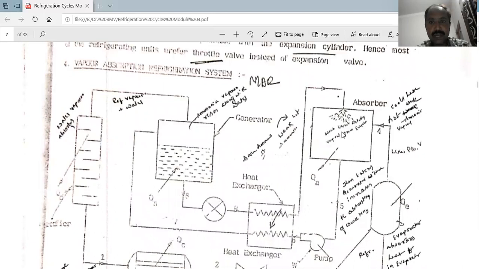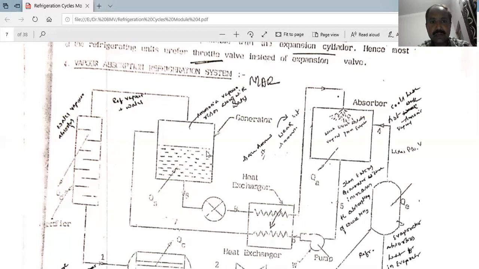Here the weak liquid ammonia comes from the generator through a valve to the heat exchanger. Then spraying takes place at the inlet of the absorber. At the outlet of the absorber, mixing takes place with the hot weak ammonia vapor. That weak ammonia mixture is then pumped through a heat exchanger to the generator. This cycle repeats here. This is the vapor absorption refrigeration system.